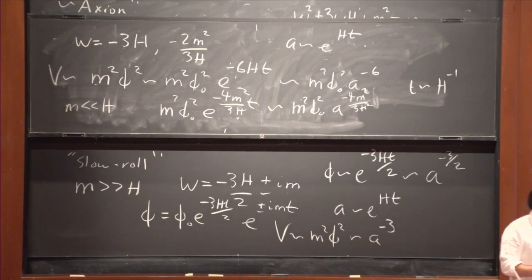Now, the axion is not literally that, because it doesn't go from this slow roll to non-slow roll. You have a QCD phase transition. But much of the dynamics can be understood from just an oscillating scalar field.